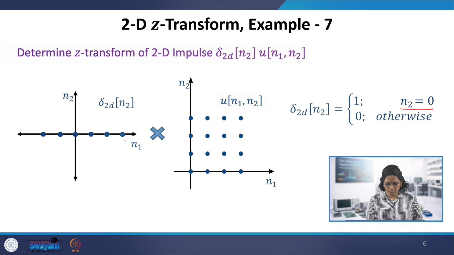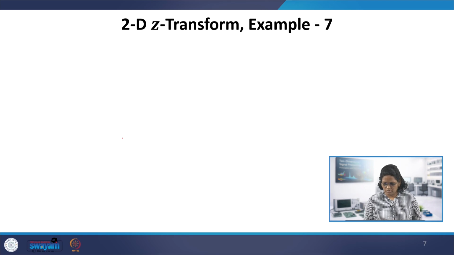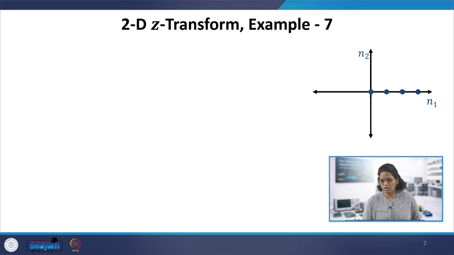So if you multiply these two sequences, in this portion it is 0. So only the line which is over here would exist, it will be 1. So the sequence which is the product of these two sequences has only the impulse in the horizontal direction for n1 greater than or equal to 0. So this is the product of two sequences.